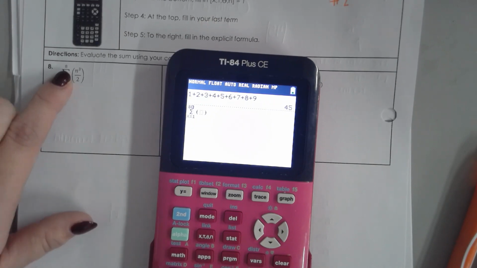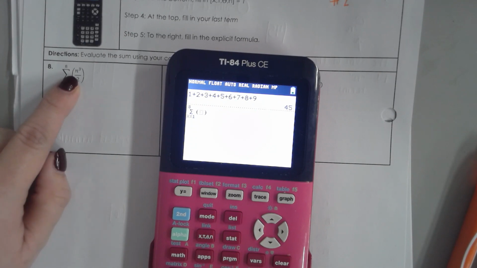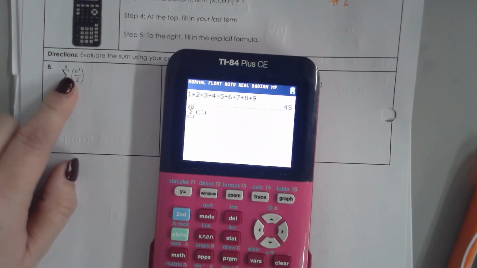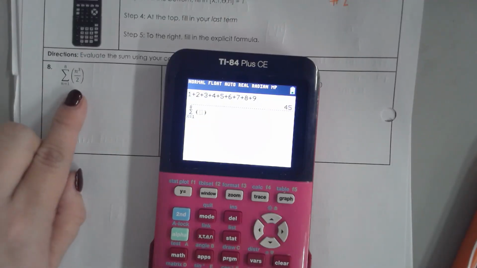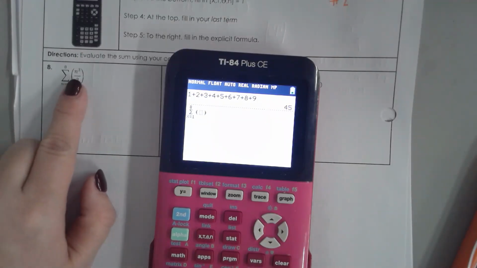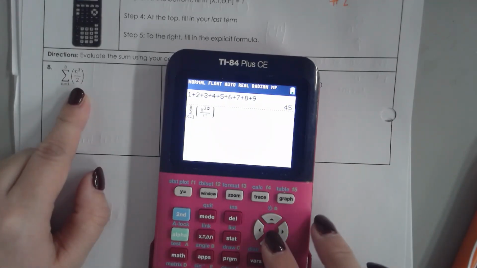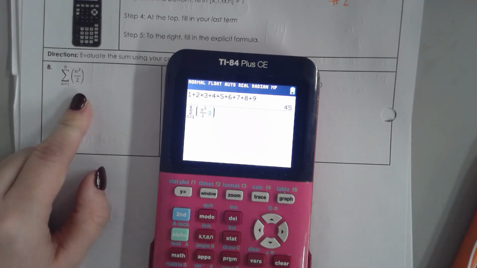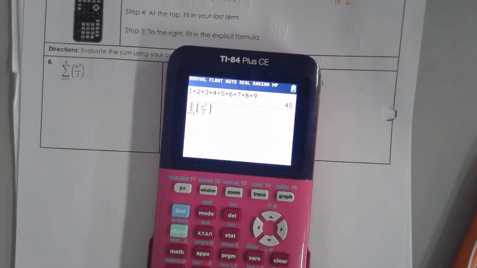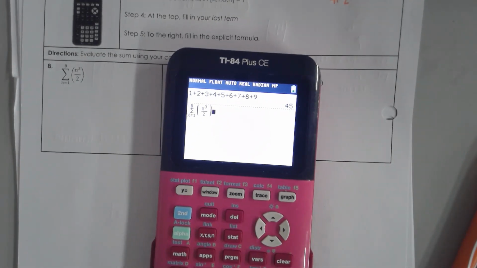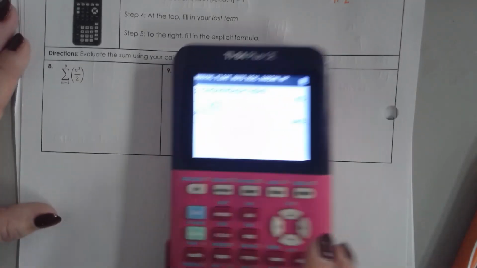So down here at number 8, I'm starting with term 1, and then you go up. I'm adding through the 8th term. So if I was doing this by hand, I would have to plug in a 1, a 2, a 3, a 4, 5, 6, 7, 8, and then add all those together. But I'm not going to do that. I'm just going to type in this formula. Alpha y equals, we'll do my fraction. And then I'm going to hit enter, and you should get 648.